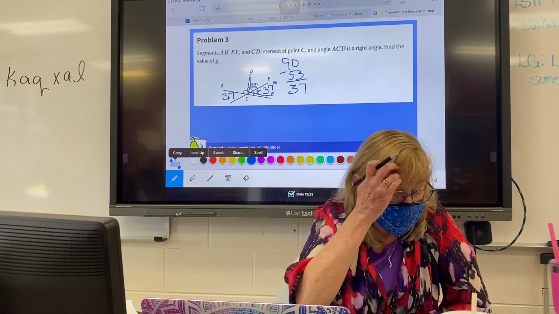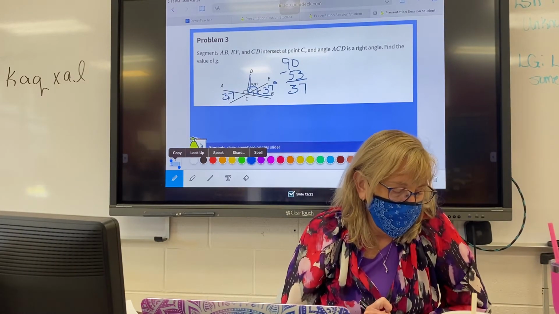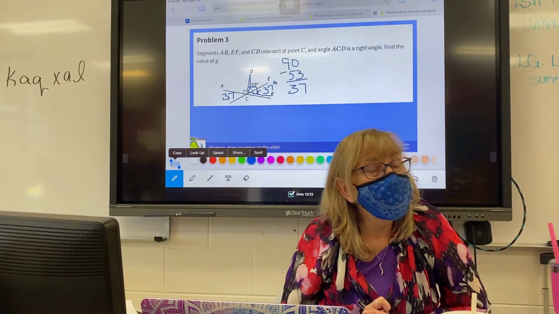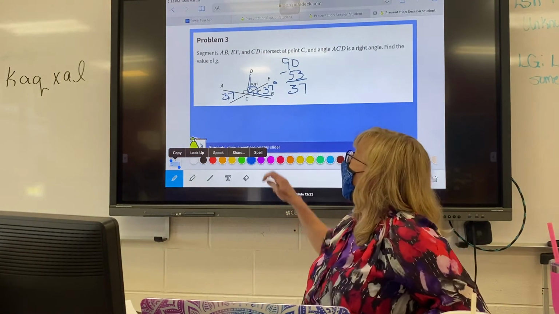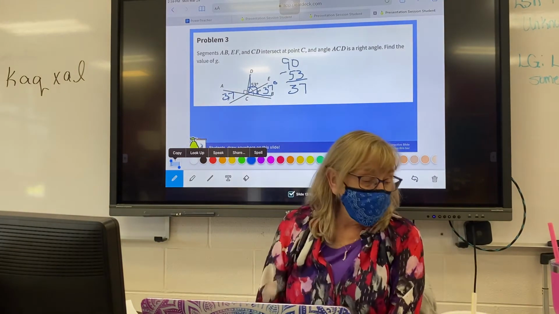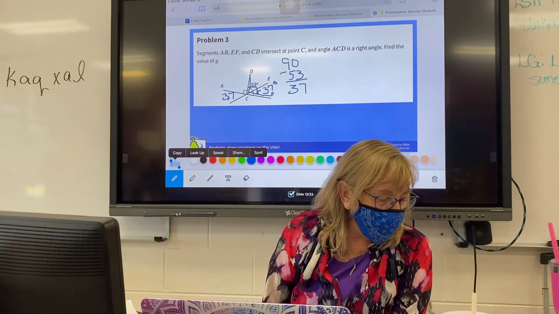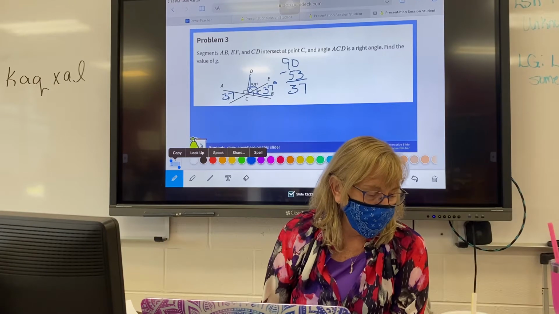I guess that's technically not angle F, but angle ACF is 37 degrees. Why? Because this is a vertical angle. Yep. Each side of it has to be equal to the other. Okay. Can we figure out angle FCB? Yes. How can we do that?